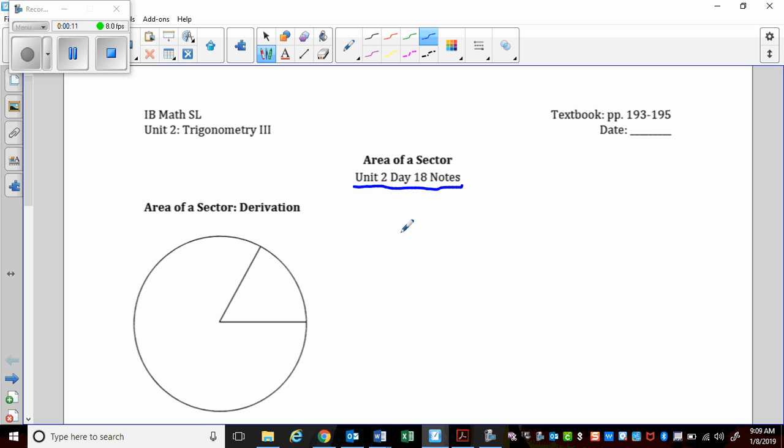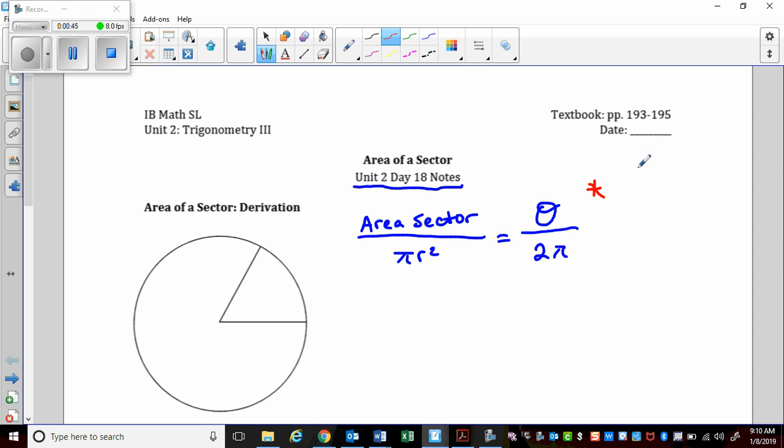So in geometry, we learned that it's part over whole equals part over whole. Area of the sector over area of a circle equals the degree of a sector over the degree of a circle. And we're going to do this in radians. So instead of 360, we're going to have 2 pi. Everything we're talking about today is going to be in radians.